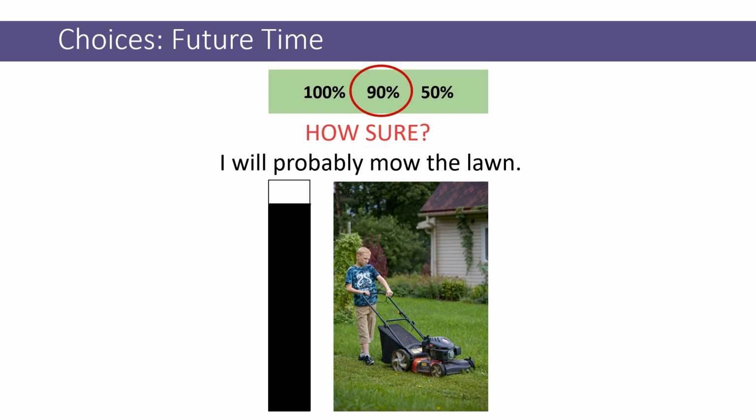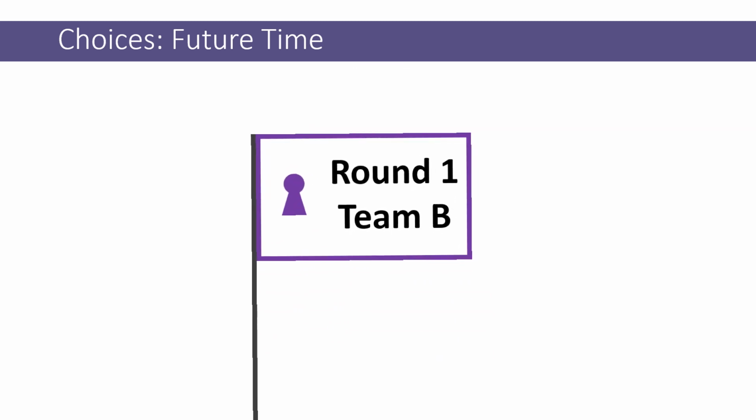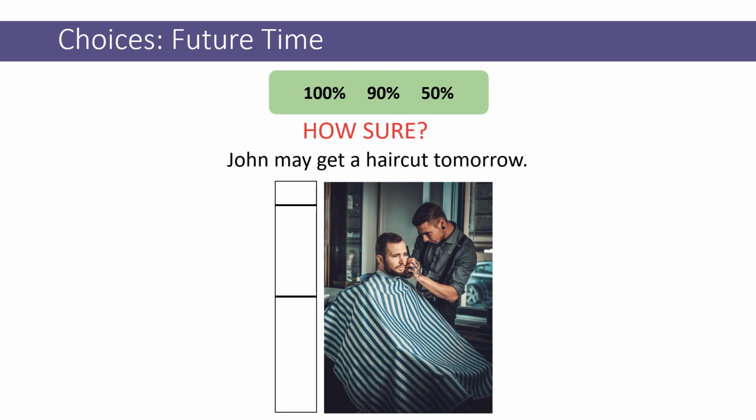Okay, so for these ones, we want to read the sentence and decide what percentage we're sure. So I will probably mow the lawn. We know that probably is close to 100%, but not exactly 100%. What about this one? How sure? John may get a haircut tomorrow. This is 50%. May is 50%.